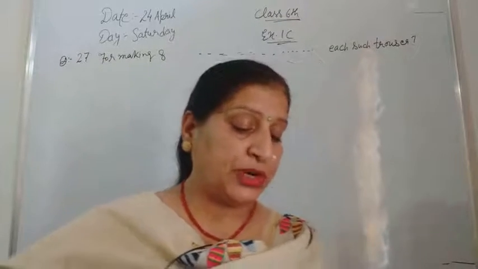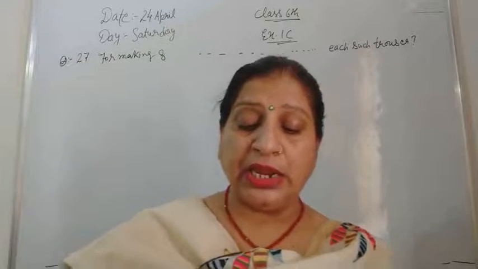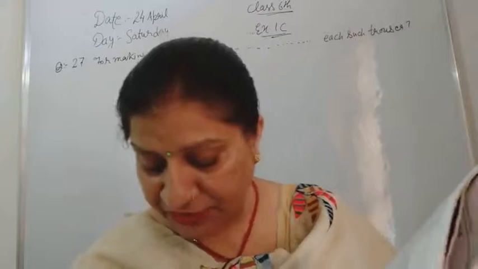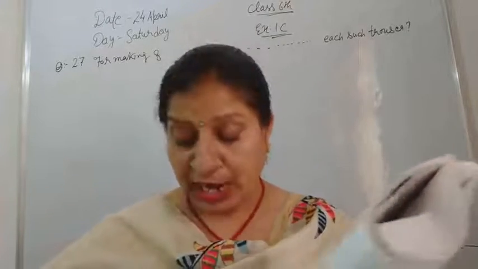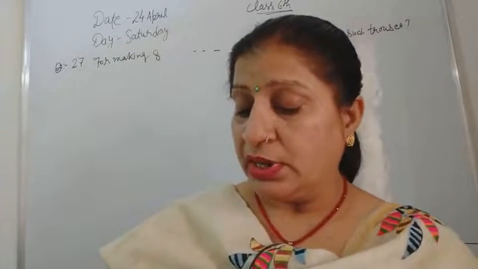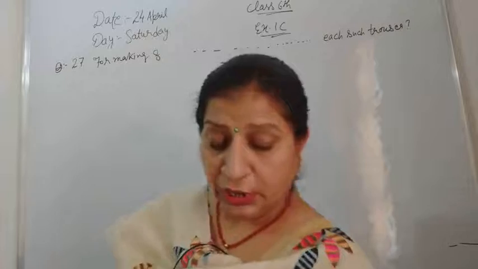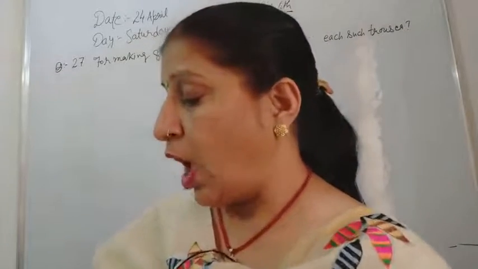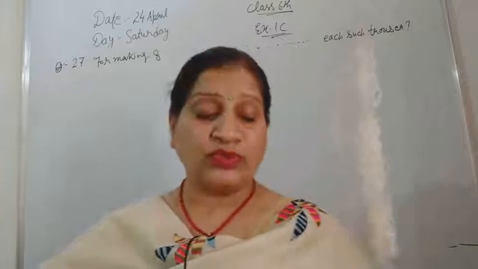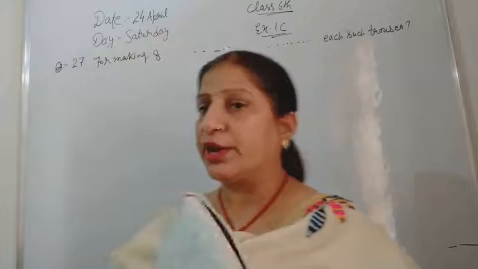Now in question number 27, the statement is that for making 8 trousers of the same size, साइज सभी ट्राउज़र का सेम है, and for making 8 trousers 14 मीटर 80 सेंटीमीटर cloth is needed. Then how much cloth will be required for each such trouser? तो एक ट्राउज़र के लिए आपको कितने क्लॉथ की रिक्वायरमेंट है?